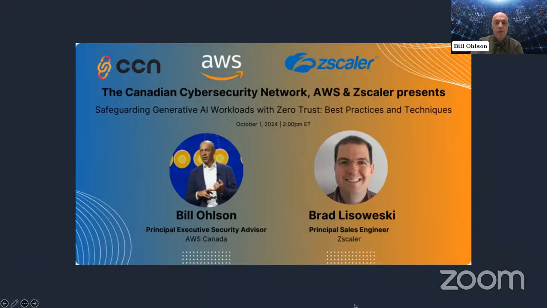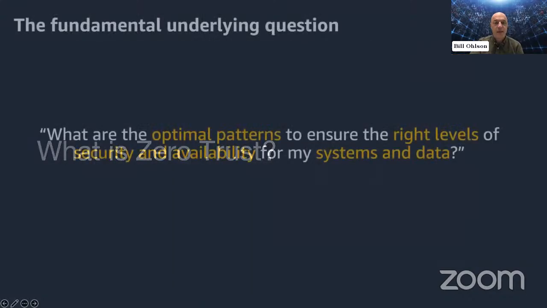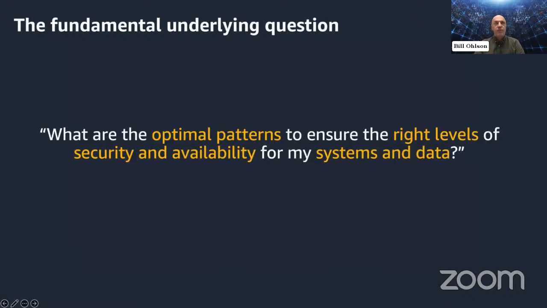Namely, let's start with what is zero trust? And so even before zero trust, we felt there's an underlying question there. And that's, what are the optimal patterns that you're looking to ensure the right levels of security and availability for your systems and data? Super practical. We use this question to help make forward progress here. And generally, AWS has avoided zero trust for a period of time. Some fear that it's just playing to buzzwords, that kind of thing.